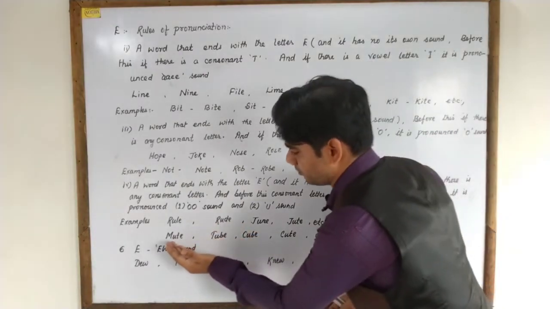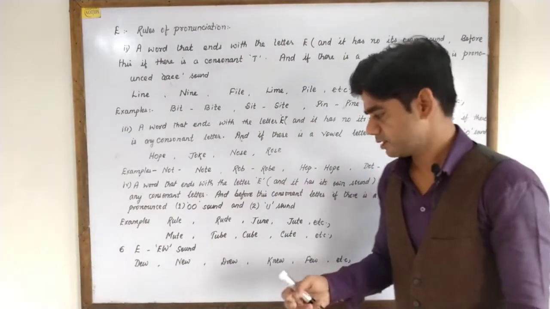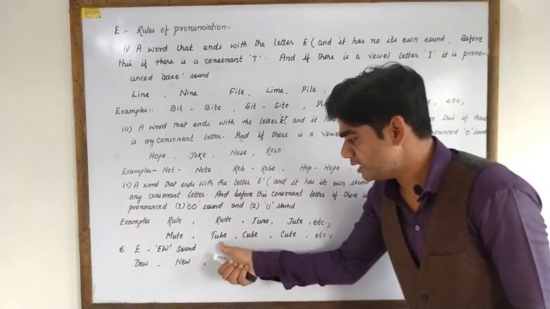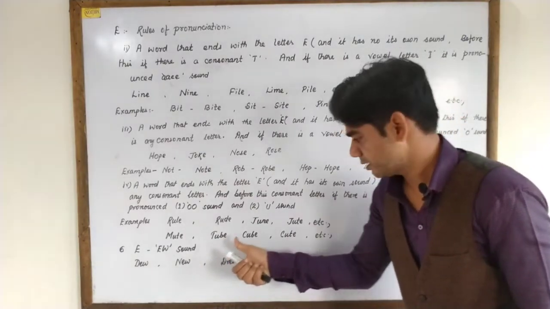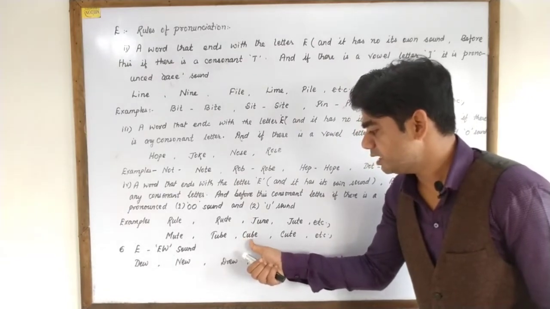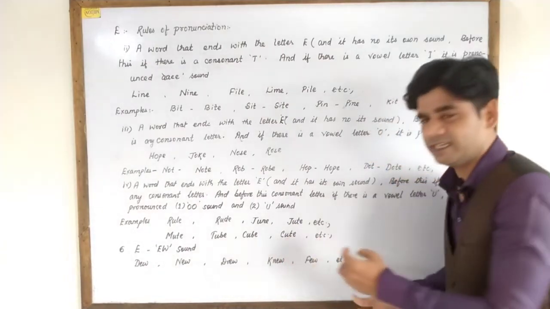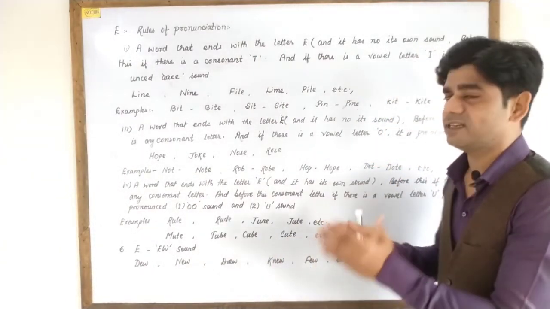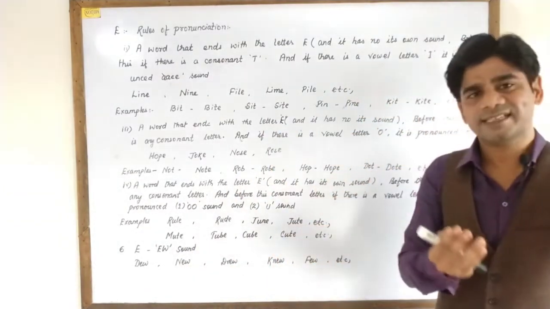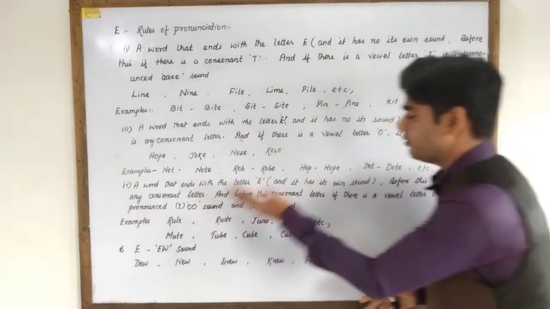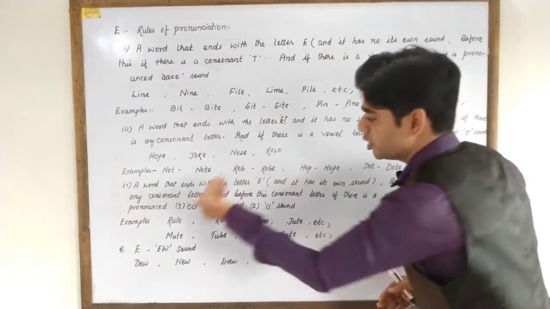Now moving to some more examples. M-U-T-E, mute. T-U-B-E, tube. C-U-B-E, cube. C-U-T-E, cute. So now we have understood that there are some words that end with the letter E and the E has no sound of its own, but before that E letter if there is any consonant letter and before that consonant letter there is a vowel letter U, it is pronounced U sound.